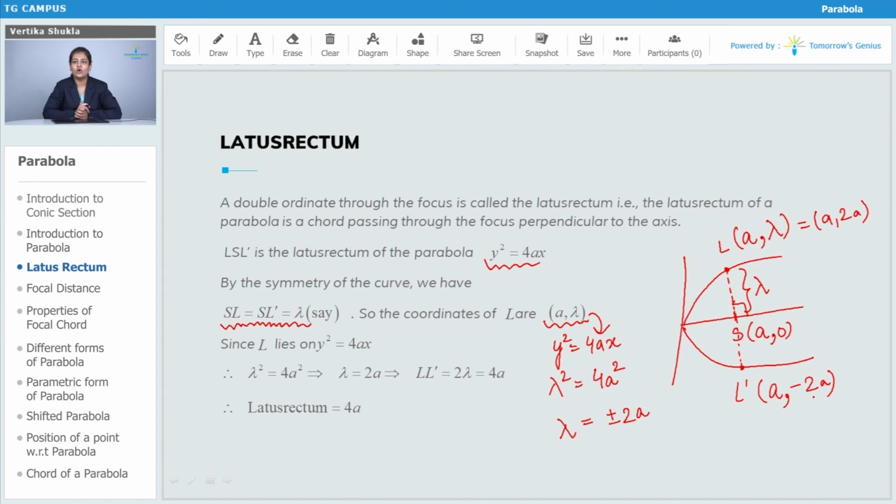If these are the two coordinates, what can you say about the distance LSL dash? This distance is lambda. So this distance is basically equal to 2a, and this distance is also 2a because SL is equal to SL dash. That means the total distance LL dash will be equal to 4a. So what is the length of the latus rectum? The length of the latus rectum is given by 4a.